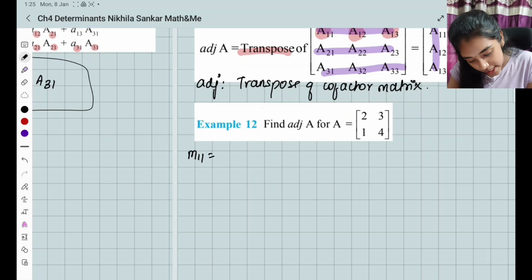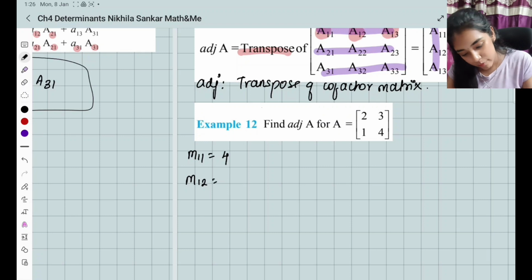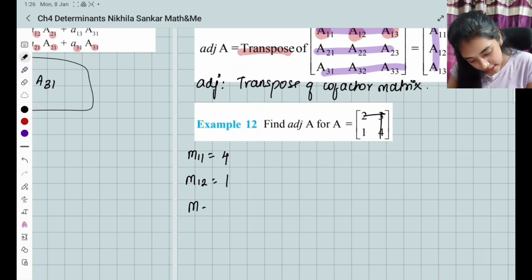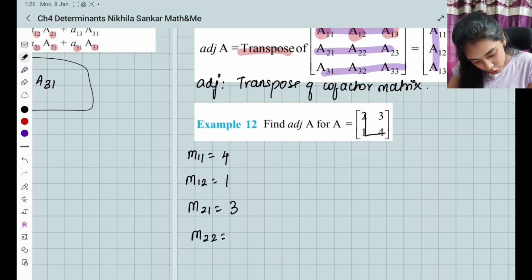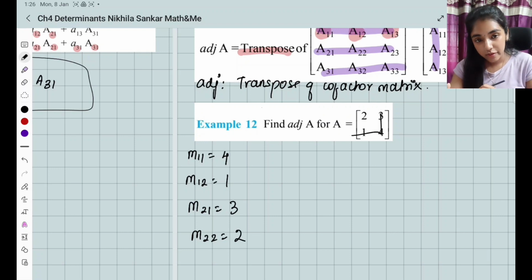So first of all, M11 is going to be 4. M12, when I erase this, M12 is going to be 1. Then M21, when I hide this, is going to be 3. Then M22 is going to be, படிப்படியாவே பண்ணலாம். இதில் அவசரப்படுறதுக்கு அவசியமே இல்லை, படிப்படியா பண்ணலாம். So this is going to be 2. So I found out the minors.